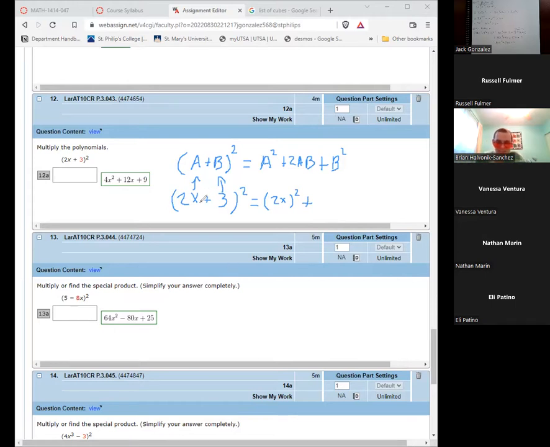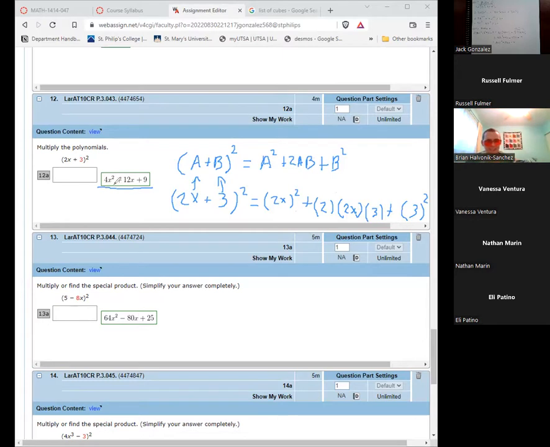Okay. So A and B is right there, or U and V if you prefer. Square the first one plus 2 times the first term times the second term. Excuse me. And then square the last term. That's where this comes from.